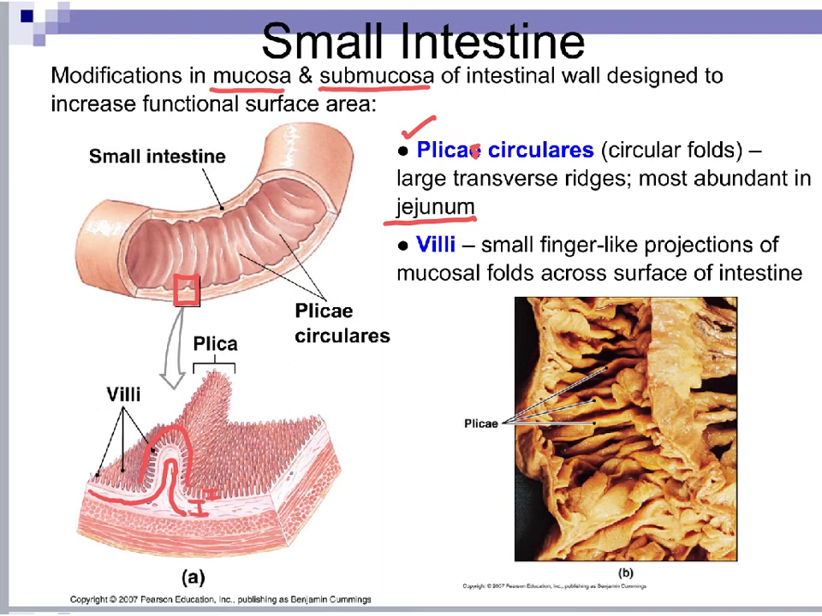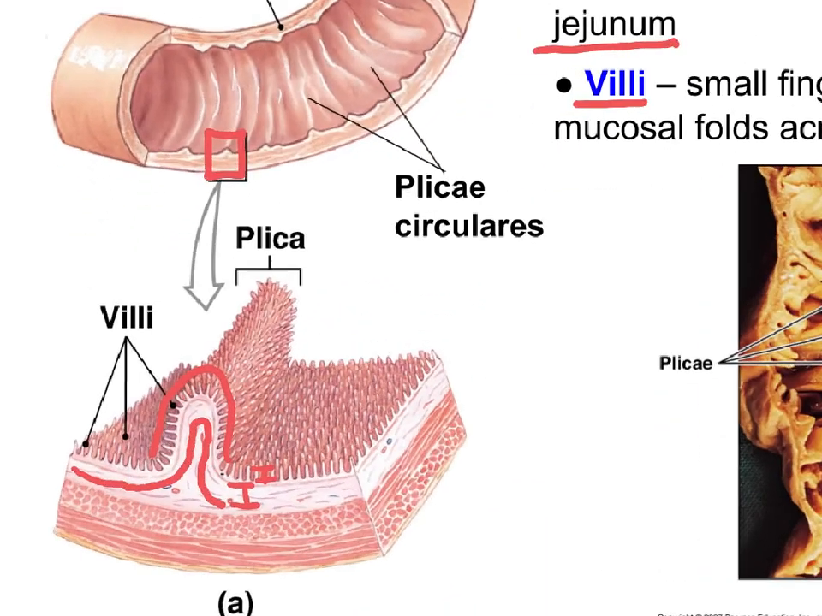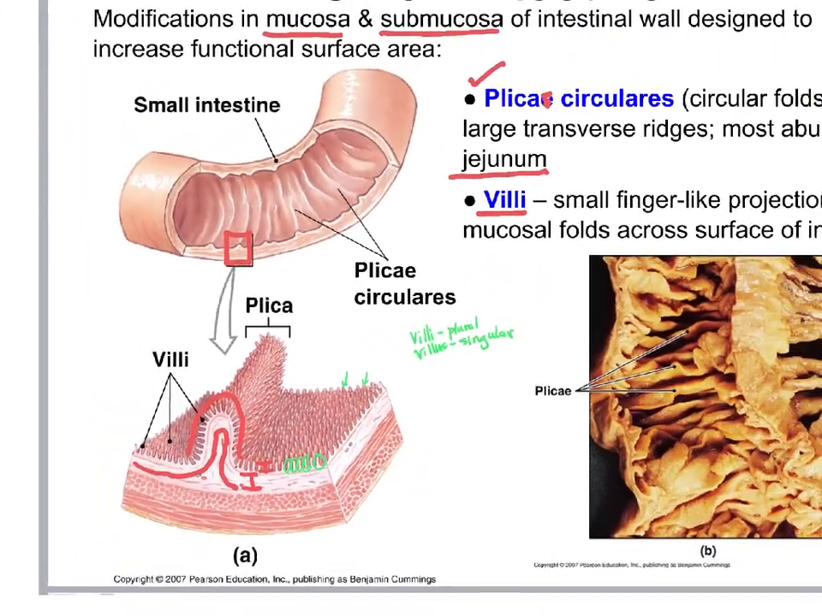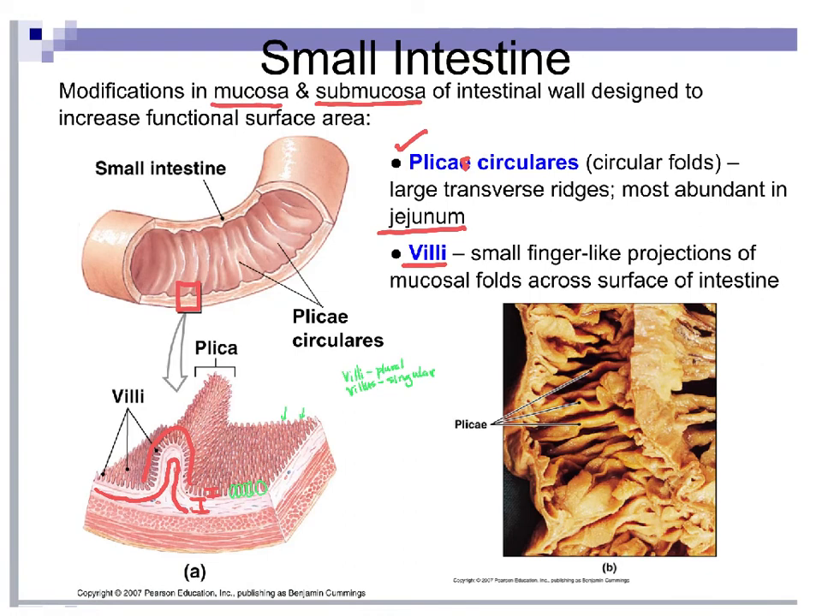On a smaller level, the modifications of the mucosa are projections as well that help increase the surface area, but those are called villi. If we look a little more closely here, these villi are these little projections that you see here. There's one here. Every one of these little folds of the mucosa is what we call a villus. Villi is plural, villus is singular. So those are modifications in the small intestine that help to increase the surface area for nutrient absorption.